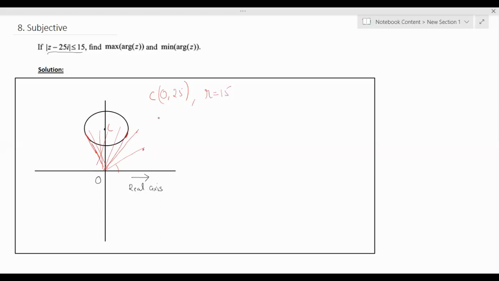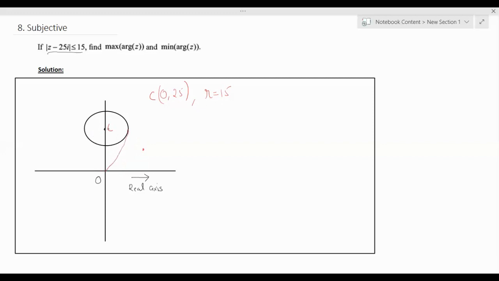From this we can establish that these 2 points of tangency will give you the minimum as well as maximum argument. Okay, so now mathematically how do we find that? Let's see. So what am I going to do? I'm going to take this point, where will be the point of tangency from the origin.